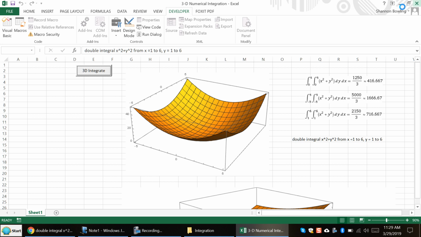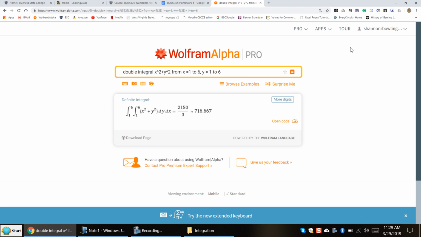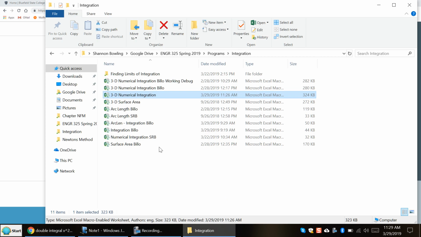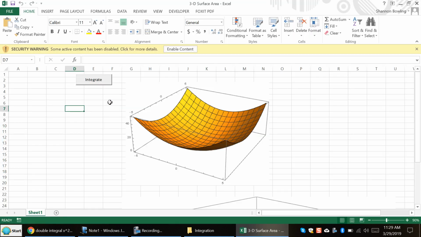All right, is that clear? Okay, now I'm going to show you how to do three-dimensional surface area. So just like I showed you arc length, remember that? I'm going to show you how to do it.